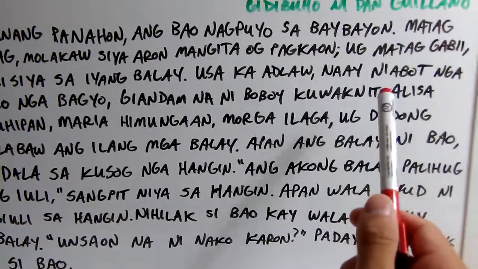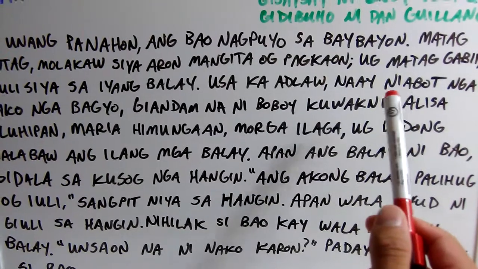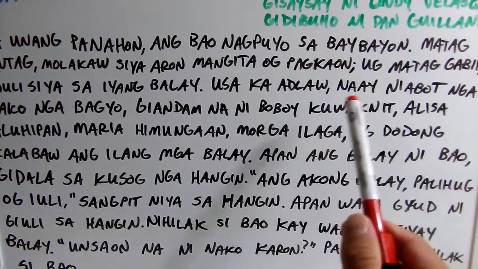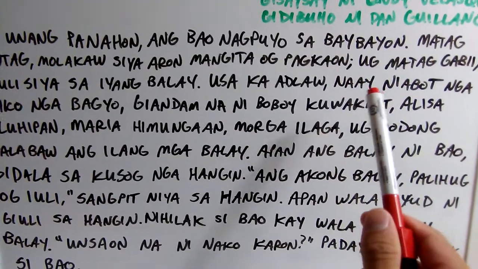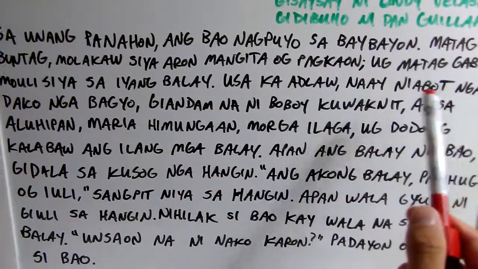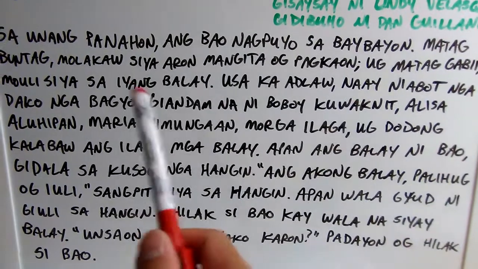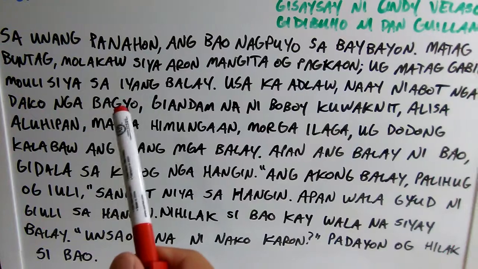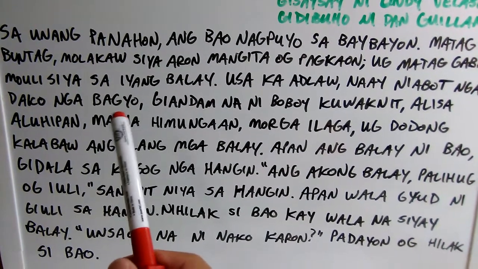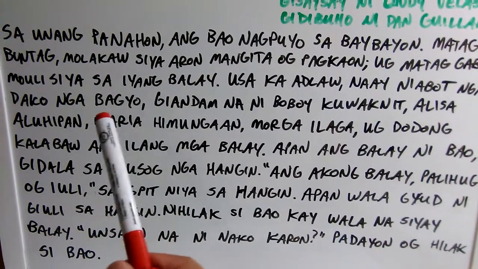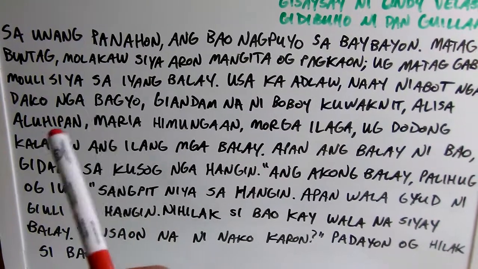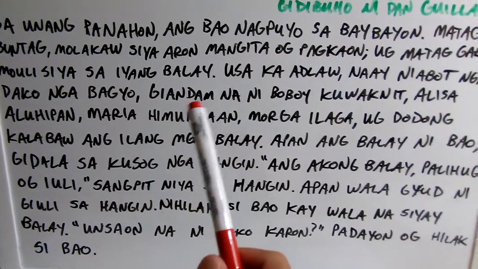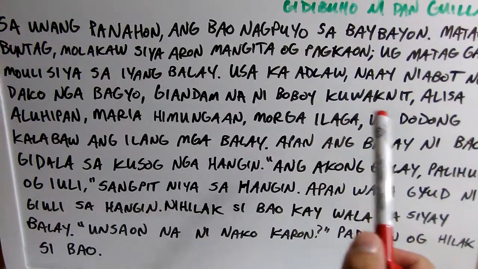Because abot has already been conjugated in the completed or already started affix ni, right? So there was an arrival of, remember the nga ligature, right? Of a big bagyo, which means storm, right? Or a tempest, a storm or a tempest. So dako nga bagyo, dakong bagyo, right? A big storm, comma, giandam na ni Boboy kwaknit.